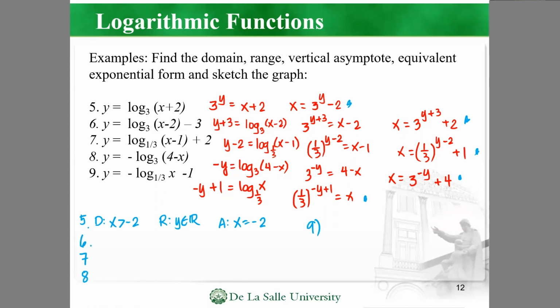Number 6, go. Let's look at this line. Domain, range, and asymptote. Range first. Range would be all real.